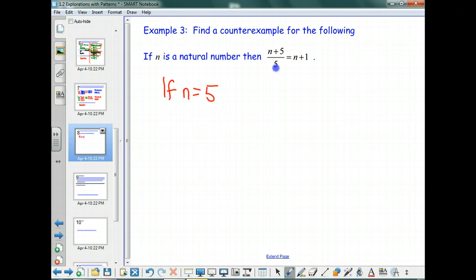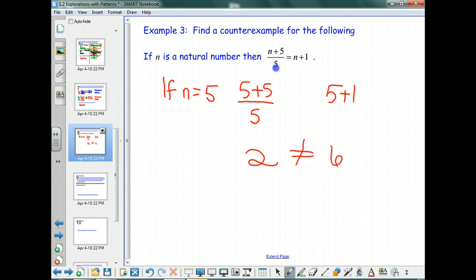So if n equals 5, I have (5 plus 5) over 5, and I want to compare that to 5 plus 1. So, order of operations, or however you think of it, what is the 5 plus 5 on top going to give me? 10, and 10 divided by 5 is 2. So this expression right here is actually equal to 2. I don't want that there. That looks like an 11. So this is 2 on the left-hand side. And then 5 plus 1 is 6. And we can say clearly 2 does not equal 6, right?